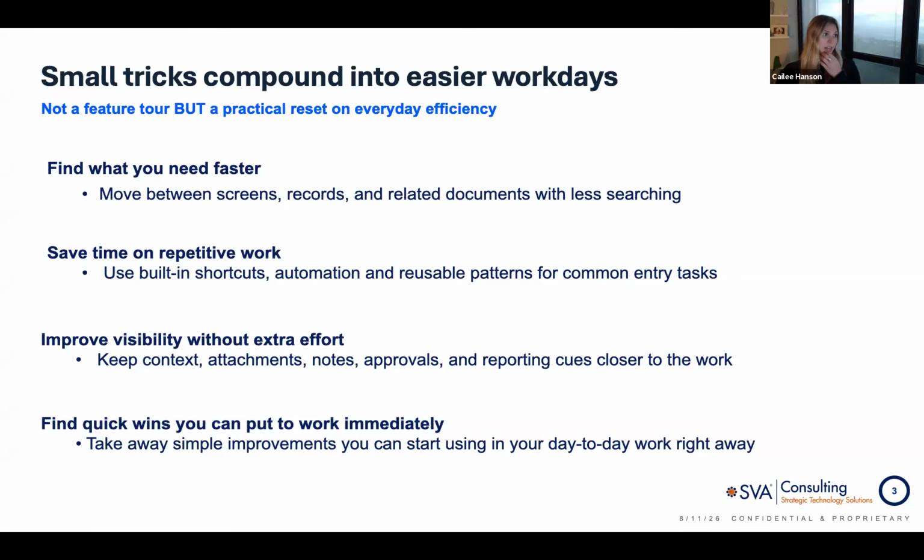A couple of slides before we get started, on why we're bringing this up now. Again, some of you have probably seen these already, and some of you might be working through these on a day-to-day basis. But essentially, these types of features help you find what you need faster. How can you move between different screens, records, and documents with less search? They can help you save time. As you're in your day-to-day operations, how can you use things like automation, shortcuts, and different types of patterns that can make that entry process a little bit easier?